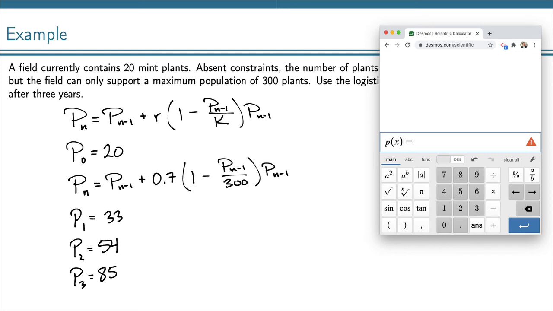So just type equals, and then type in that function, and it's the same thing. And you can just type it with your keyboard. So x plus 0.7 times 1 minus x over 300, and then times the x. And when you hit enter, now it knows P of x, and then you can type in the previous P of 20, and it gives you that, and then P of 33. And so you can still do this if you don't have a special calculator physically. You can do it online.